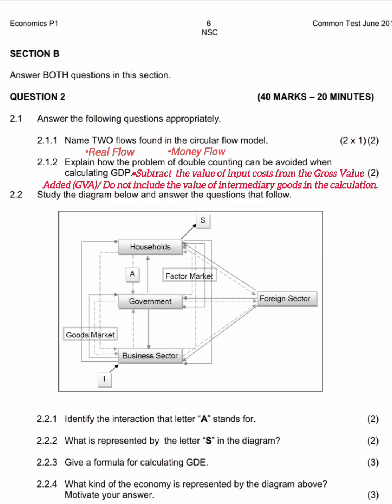So now we're going to study the diagram. We can see that this diagram is an open economy because there is a foreign sector. So the diagram has household, government, factor market, goods market, business sector, and foreign sector. So now we have an idea that this is an open economy. And then we have our letters, which is A, S, and I. So we're going to start with S.